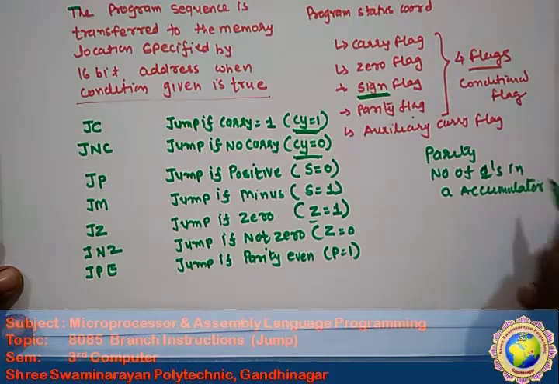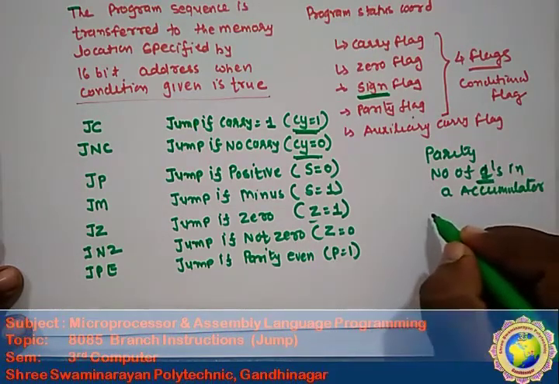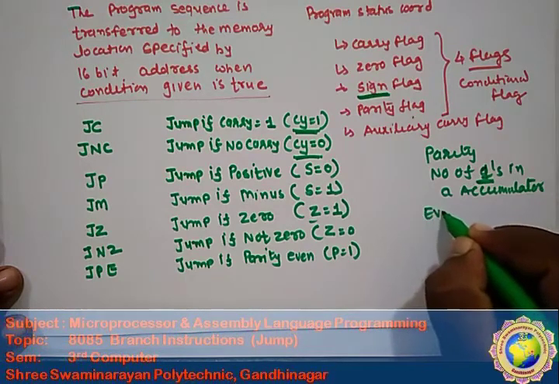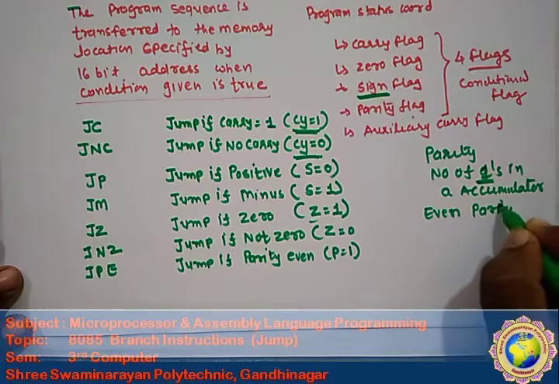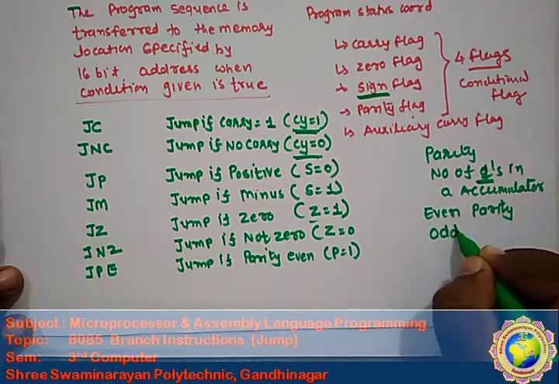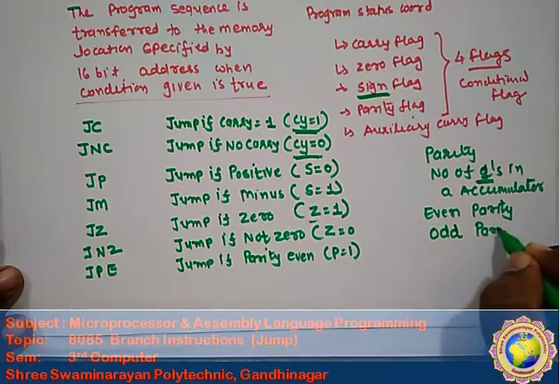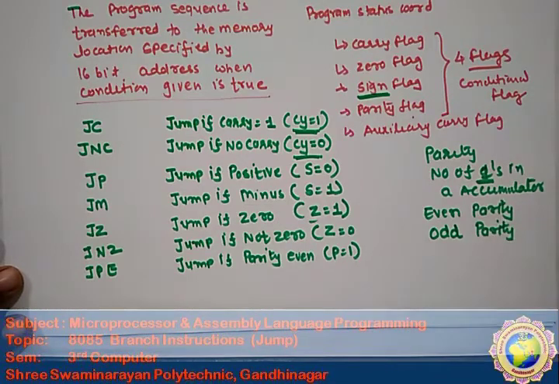Accumulator ની અંદર number of ones ની સંખ્યા, if the number of ones is even, then it is known as an even parity. If the number of ones is odd, then it is known as an odd parity. અને શું કહેવામાં આવે છે? Odd parity કહેવામાં આવે છે. So if P is equal to 1 means it is the even parity. Whenever it is even parity, the number of ones in a given register is even.